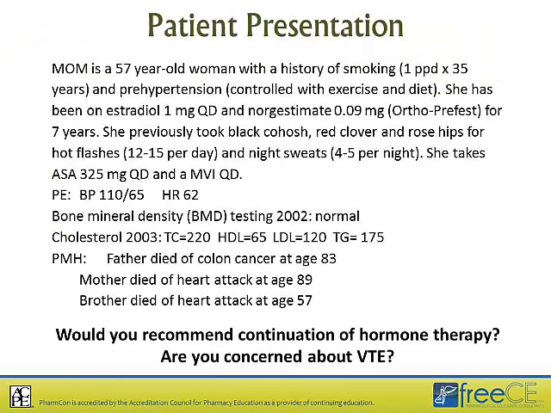Our patient case is a case about Mom, and she actually does resemble my mother when she was 57 years old. She has a history of smoking 1 pack a day for 35 years and pre-hypertension. She's been on Ortho-Prefest for 7 years. She previously took black cohosh, red clover, and rose hips for hot flashes, which were pretty severe at 12 to 15 per day, and night sweats 4 to 5 per night. She takes aspirin and a multivitamin. You can see her blood pressure, bone mineral density, and cholesterol overall look pretty good.